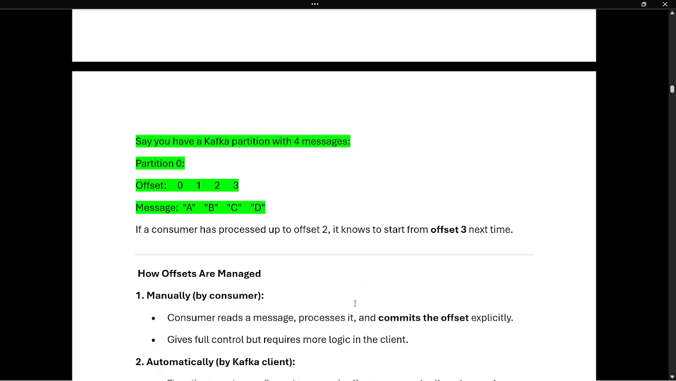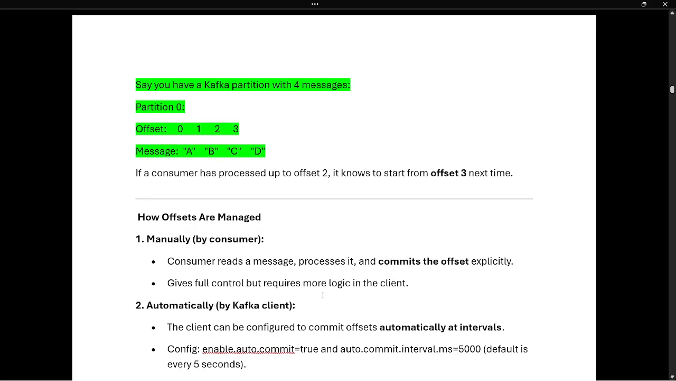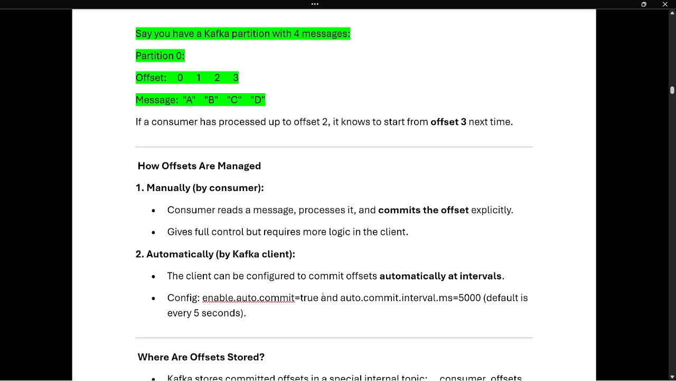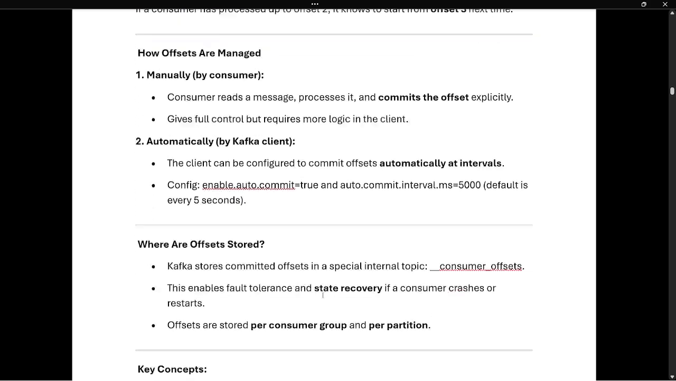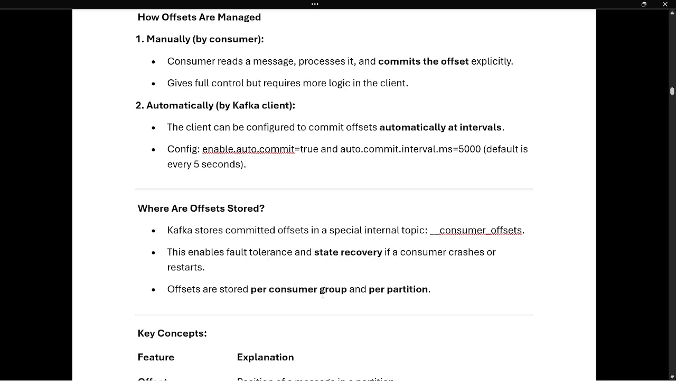So how are offsets managed? Manually by the consumer: the consumer reads a message, processes it, and commits the offset. Or automatically by the Kafka client, which can be configured to commit offsets automatically at an interval. Enable auto commit equals true means that based on a certain number of milliseconds, say every 5 seconds, it does that. So where are offsets stored? Kafka stores committed offsets in a special internal topic called consumer offsets. In the case of Python or PySpark, you can also use your own storage area to store the offsets.